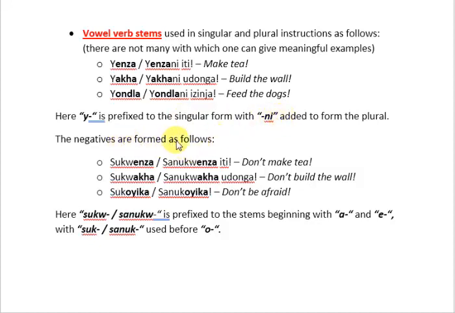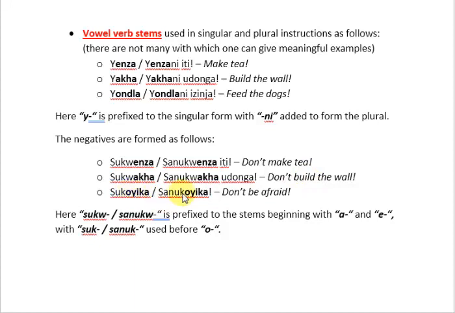The negatives are formed as follows. Sukwenza, sanukwenza, iti. So sukuenza, sanukuenza have become sukwenza and sanukwenza. The same applies with aka: sukuaka, sukwaka, sanukuaka, sanukwaka, udonga. Don't make tea, don't build the wall.